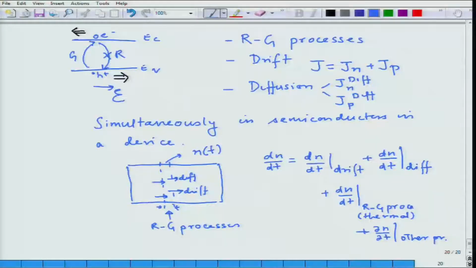So, this would be a general equation which is basically having 4 terms: drift, diffusion, RG processes, which are thermal processes leading to change in carrier concentration at that point, or other processes. We have plotted it in this manner, but you can think of it that in general the concentration of carriers will be a function of its position in the material and time, and hence the equation is going to be in general terms.